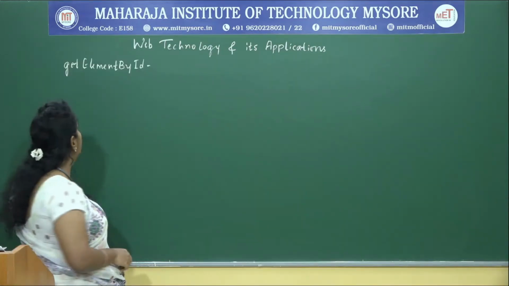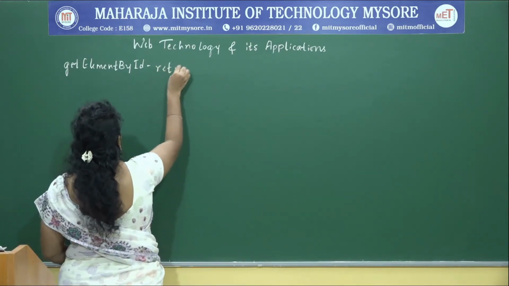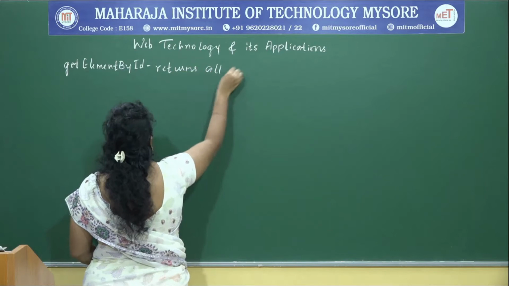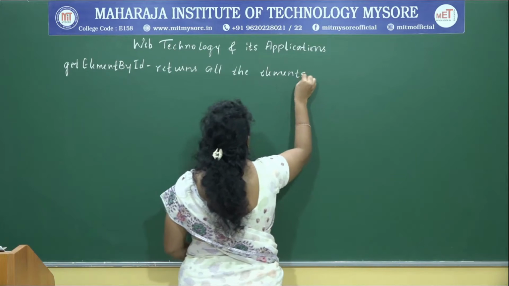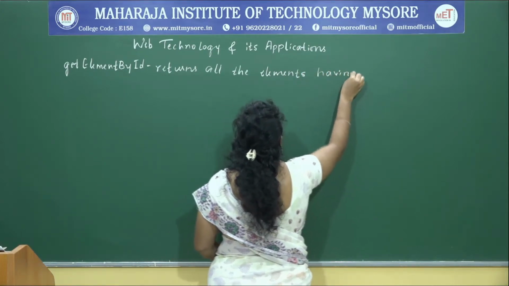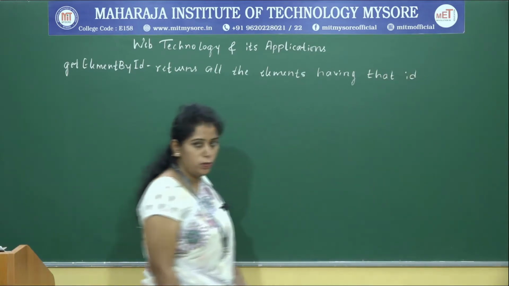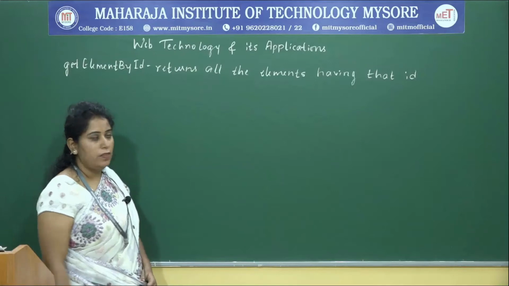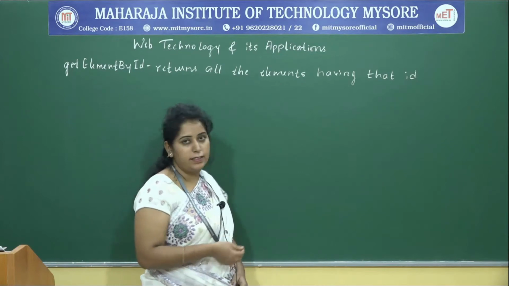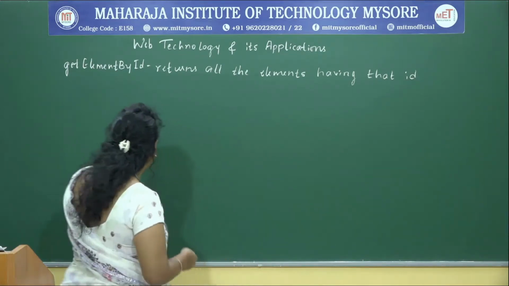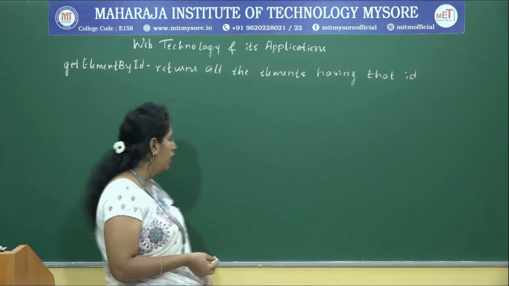So first, let us take up getElementById. What it does is return all the elements having that ID. So getElementById is a property which returns all the elements having that ID. Okay, so let us take up an example on this. It will be easier for you to understand then.